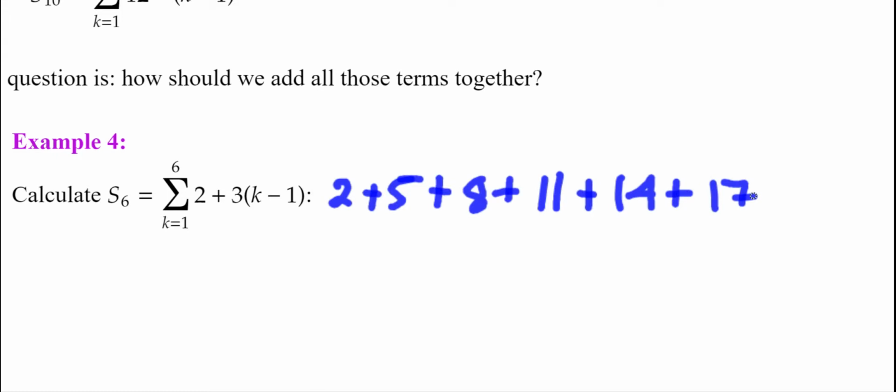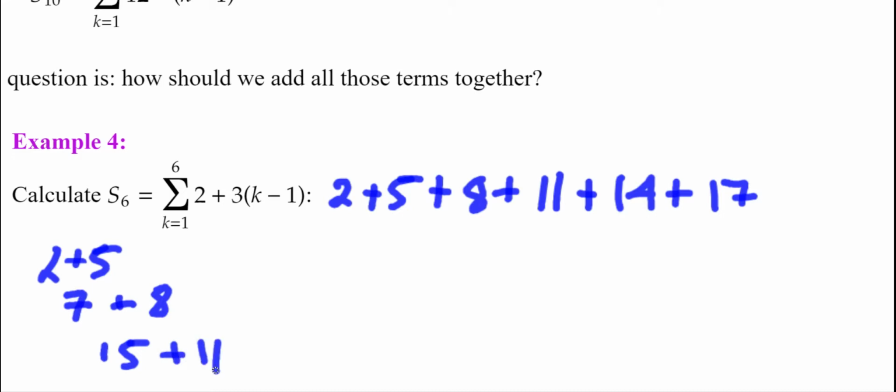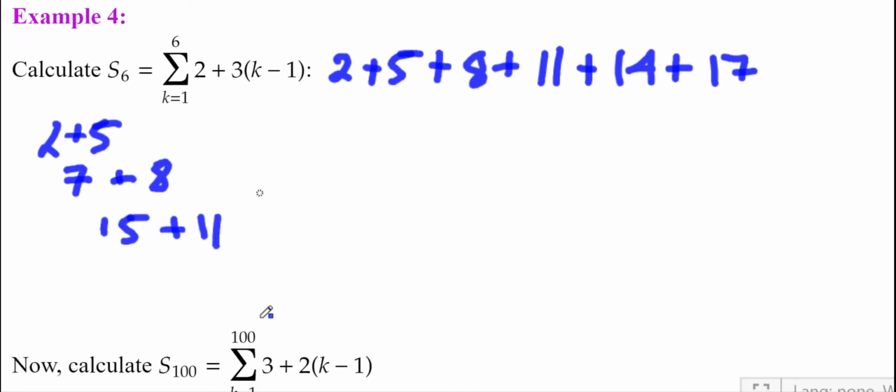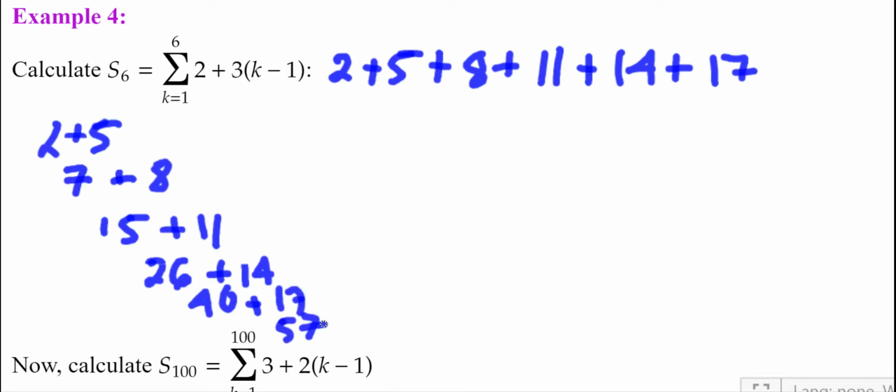Okay, perfect. So what we could do is just add them one at a time and then get our sum, right? So visually, the way I would do it to make it a little bit easier is 2 plus 5 is 7, and then we're going to add this to 8. So what do we get? 15. 15 plus 11 is 26. 26 plus 14 is 40, plus 17 is 57. Okay, I hope that this is correct. But yeah, like I said, pretty tedious.